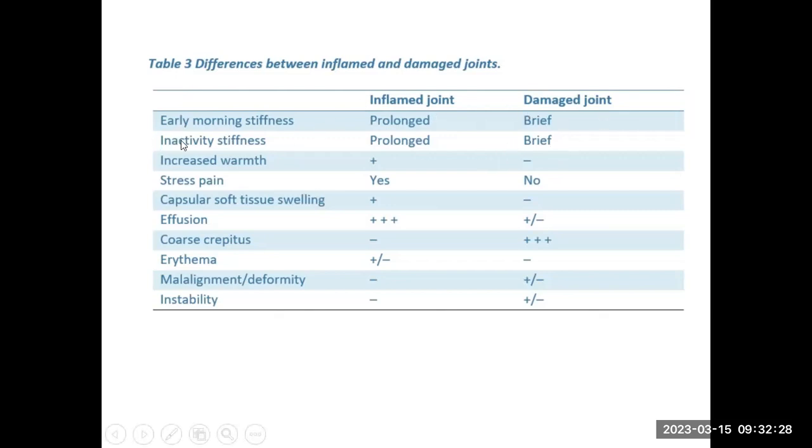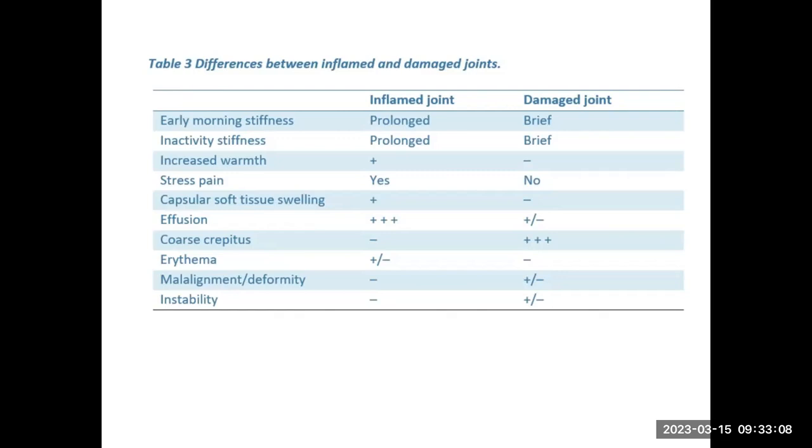Again, I always want to show you how you differentiate it from a degenerative or damaged joint. Usually, you learn in medical school, inflammatory pain is more in the morning. It is associated with early morning stiffness of more than 30 minutes. So usually in the affected joint, there will be pain and stiffness more in the morning, more than 30 minutes, and there will be warm-up. And there will be stress pain. Sometimes at the beginning, you will not have reduced range of motion, but at the extremes of range, you will get pain in earlier synovitis. And capsular soft tissue swelling will be there, effusion will be there. So this is how you diagnose arthritis or synovitis in a joint.